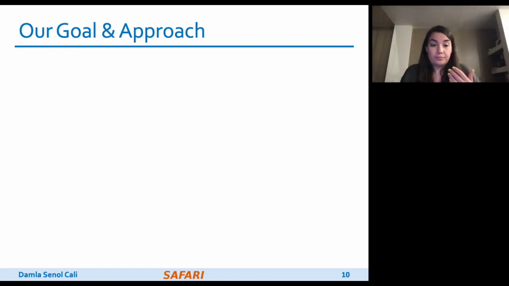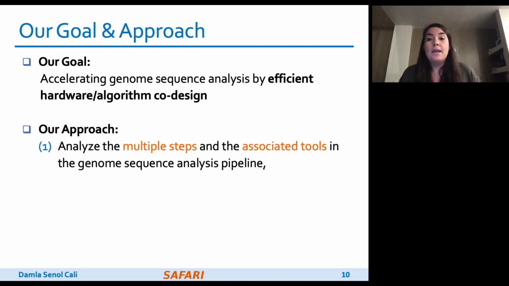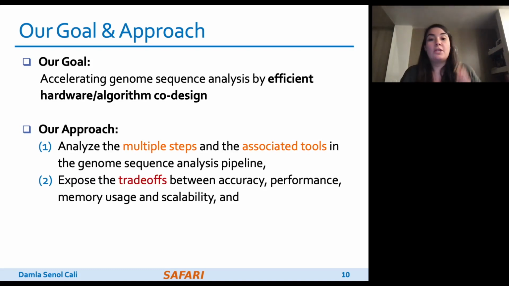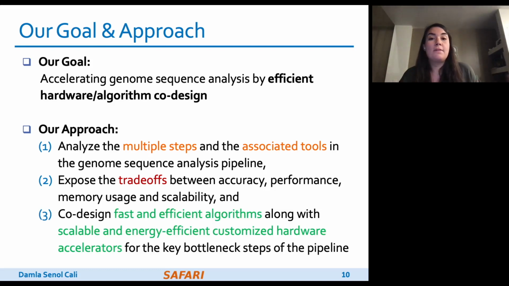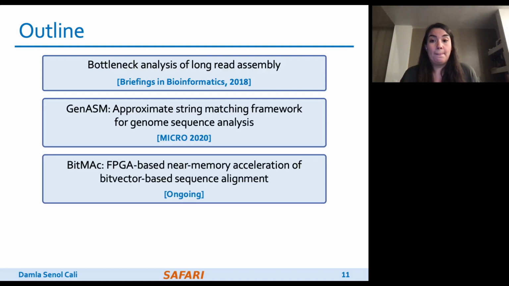Our goal is to accelerate genome sequence analysis by efficient hardware algorithm co-design. To achieve this goal, our approach is first analyzing the multiple steps and the associated tools in the genome sequence analysis pipeline and exposing the trade-offs between accuracy, performance, memory usage, and scalability, and then co-designing fast and efficient algorithms along with scalable and energy-efficient customized hardware accelerators for the key bottleneck steps of the pipeline. To this end, I will cover 4 of my works today.